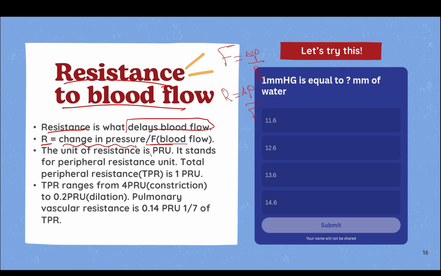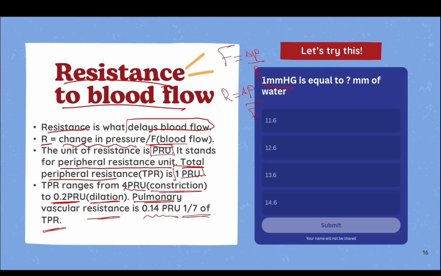Now, what is the unit of resistance? It's PRU. What does it stand for? It stands for peripheral resistance unit. And total peripheral resistance is 1 PRU, 1 peripheral resistance unit. TPR can be 4 PRU. It ranges from 4 PRU to 0.2 PRU: 4 during constriction, 0.2 during dilation. Now, pulmonary vascular resistance is going to be 1/7 of the total peripheral resistance, in this case 0.14 PRU.